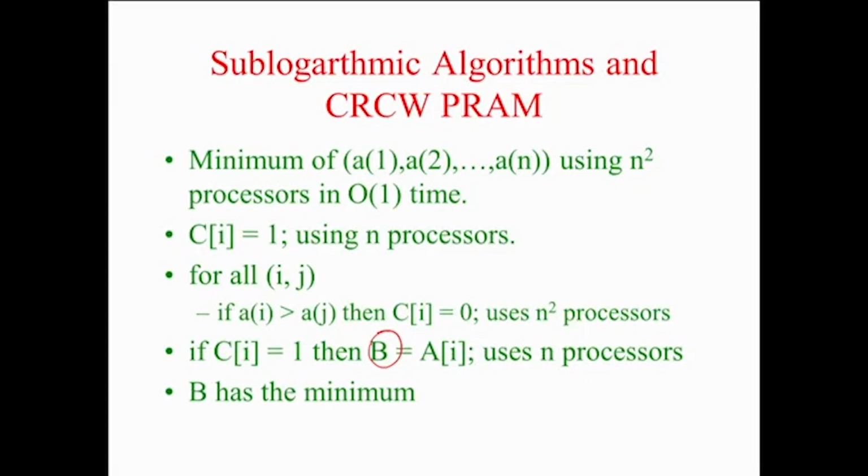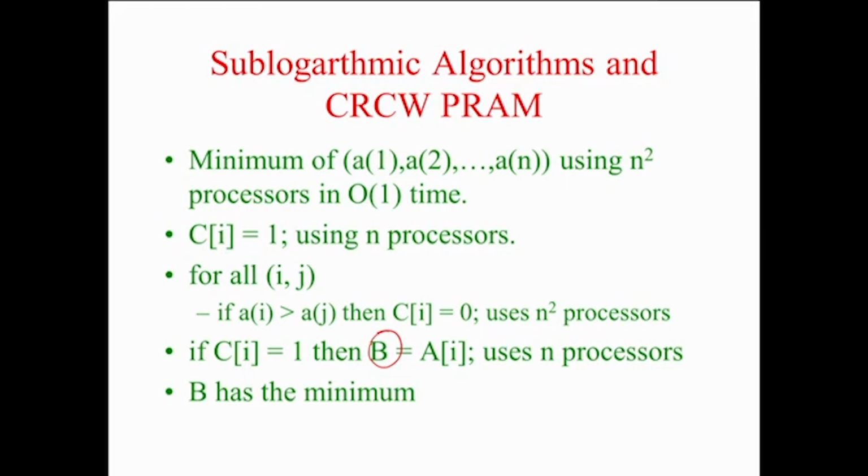Now what you do, if Ci equal to 1, then B equal to Ai, again it uses n processors, right. And if more than one fellow are the same, then their corresponding Ci will be 1. So each of these processors will write into B. B is a common location as you see here. Many processors may try to write, but all of them will carry the same value. If they do not carry the same value, then they would have been set to 0, right.